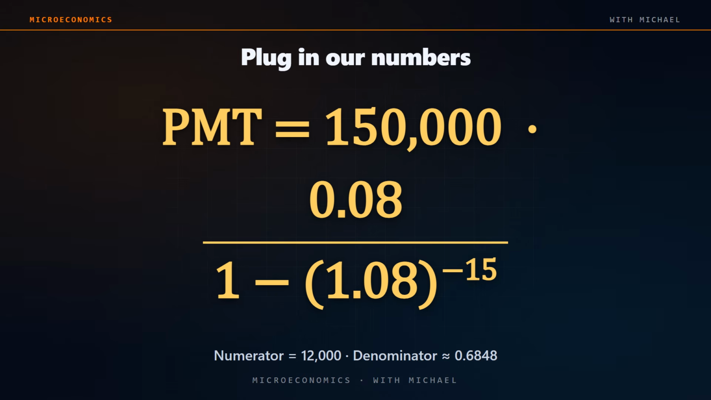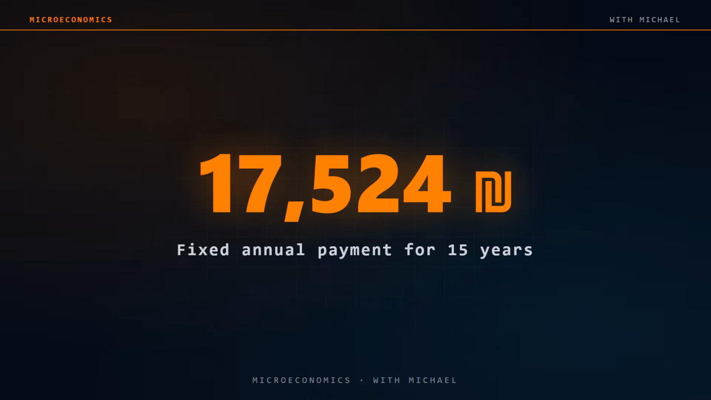Pause and think about what that single number really represents. 17,524 shekels is the magical amount that, paid every year for exactly 15 years, will fully pay off the entire 150,000 shekel loan, including all interest at 8%. Any other PMT would either leave debt unpaid at the end or finish too early. There is exactly one correct answer, and the formula gives it to you in a single step.